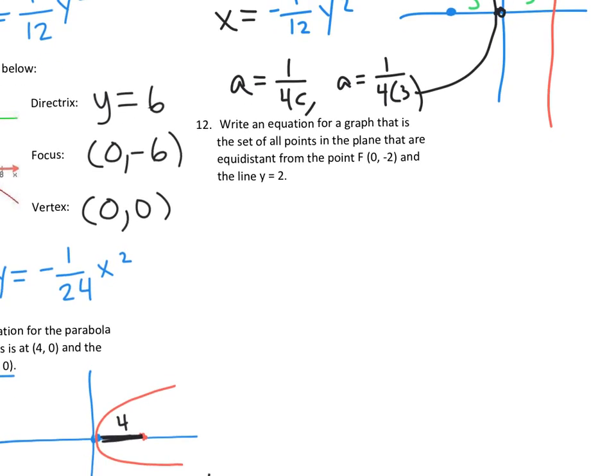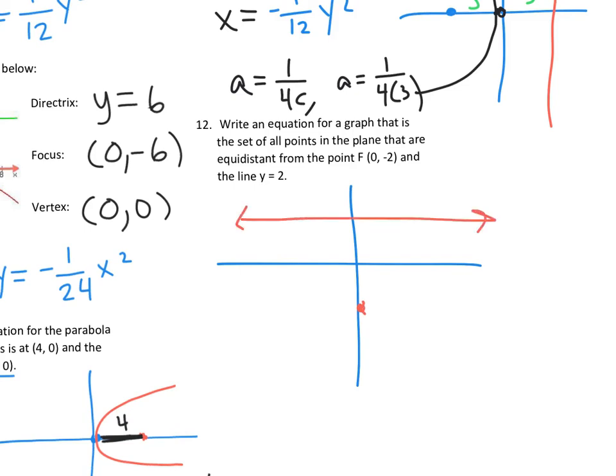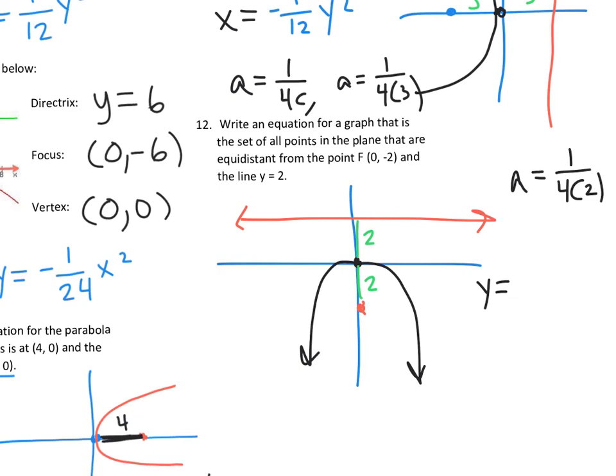Okay, number 12. Write an equation for the graph that is the set of all points in the plane that are equidistant from the point 0, -2 and the line y equals 2. So the vertex is going to be halfway in between. It's going to open down. My c distance is 2. So my equation is going to be y equals a x squared. I'm going to solve for a, which is 1 over 4 times c. So it's negative 1/8 x squared.